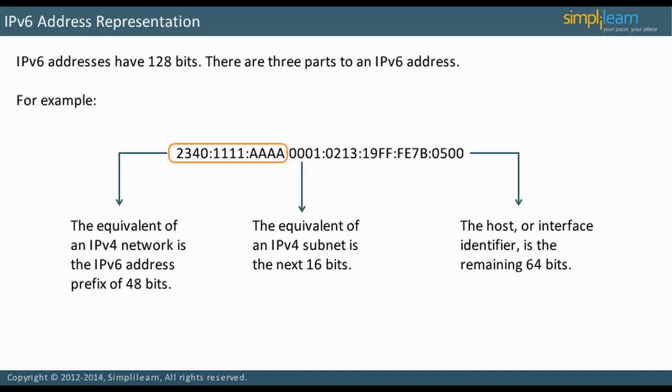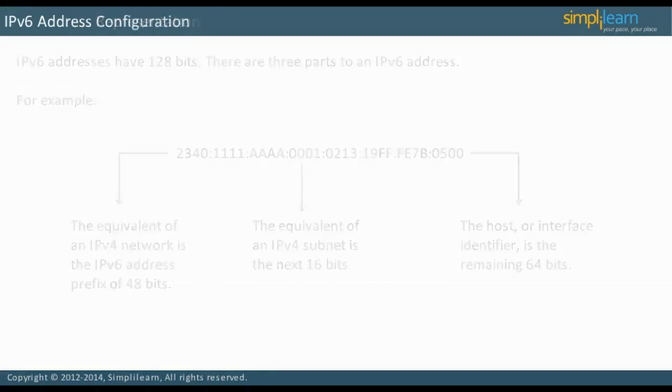A prefix would be assigned by the ISP to a company. The next quartet, 16 bits, is the equivalent of an IPv4 subnet. The host or interface identifier is the remaining 64 bits, or 4 quartets. The terminology of prefix and subnets is used differently in various sources. Sometimes the term prefix refers to the first 64 bits. In the next slide, let us discuss how to configure IPv6.